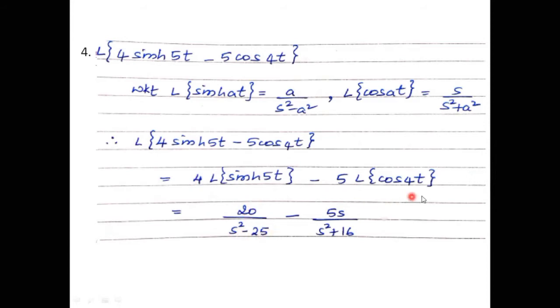And here also, the Laplace transform of cos at is s by s square plus a square, and in place of a I am having 4. So it is s by s square plus 4 square. And since I am having 5 here, I have written 5s by s square plus 4 square, or 16. So this is the final Laplace transform of 4 sinh 5t minus 5 cos 4t.